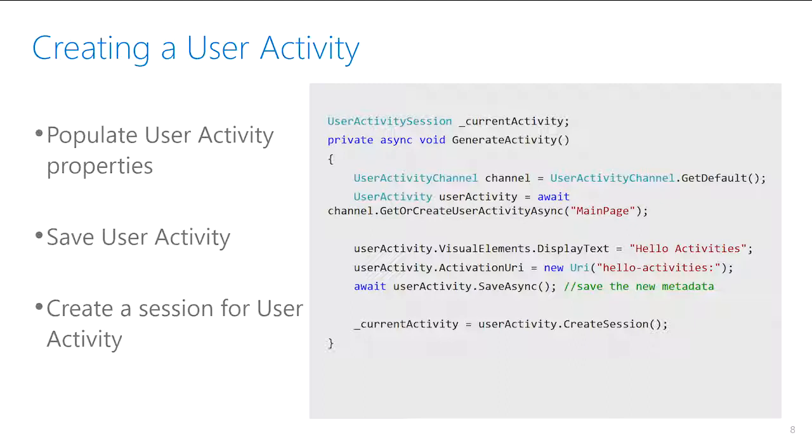Once we've set these properties, we need to save the user activity and create the session. Creating the session returns a user activity, and as long as the app holds on to this, we'll be able to accrue activity engagement by adding new activities to the existing session.